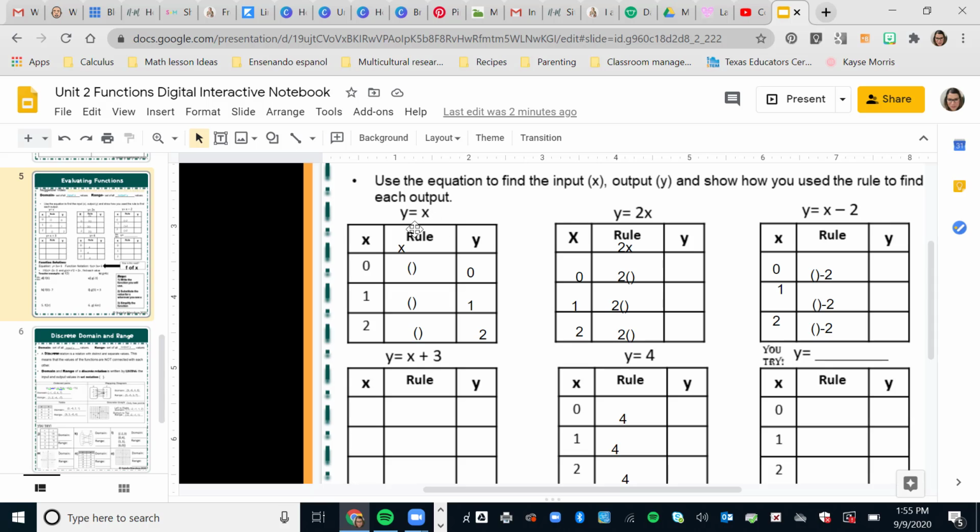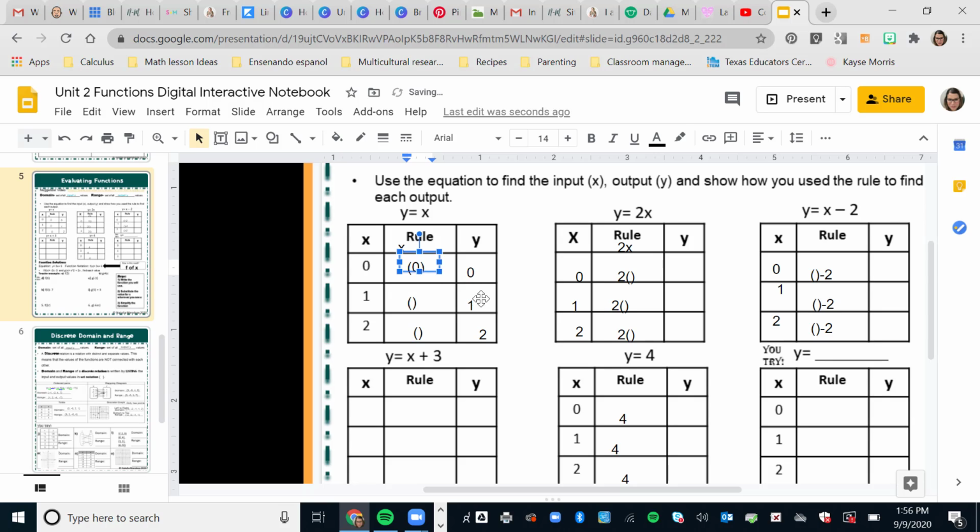So here my equation is y equals x, and I use this equation as my rule. So my rule here is going to be x. My output, or my result, is going to be y. And I always start with an input value of x. So here, my x is 0, so my input is 0. If my input is 0, then my output is 0.